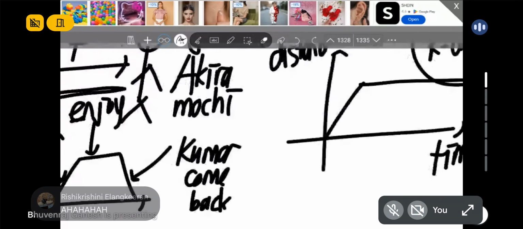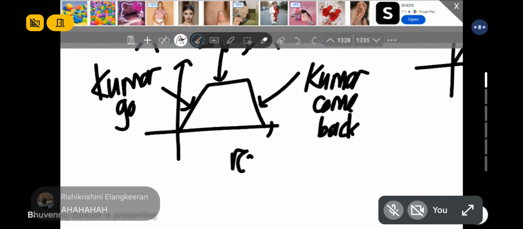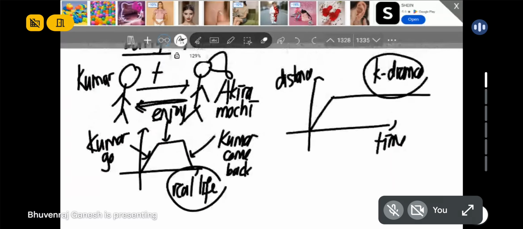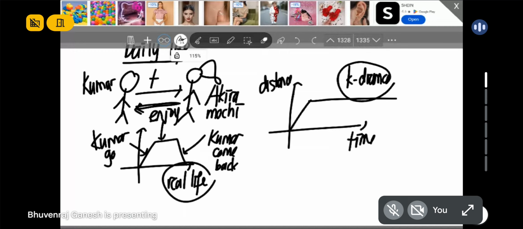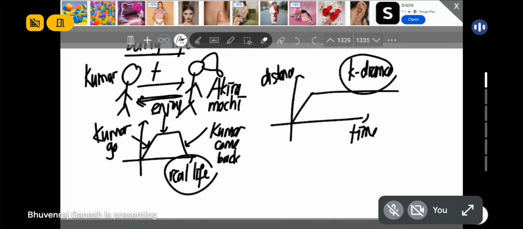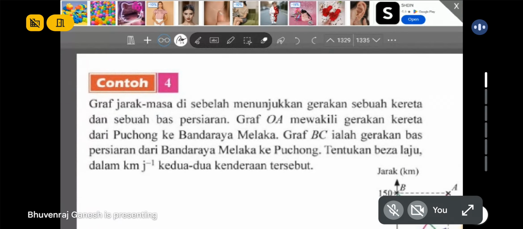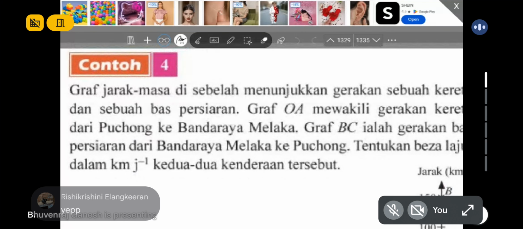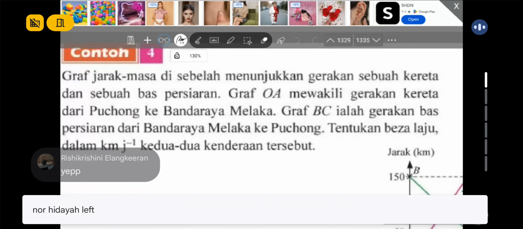Okay, this one is real life. Real life macam ni. Situasi harian. Okay? So you know the real life and the K-drama. What is the difference? Okay, I talk to you in terms of maths lah guys. Dari segi matematik macam ni. Okay? So guys, you see mathematics very fun kan? Siapa kata maths tu boring? Sebenarnya menarik kalau kamu fikir dengan cara yang betul.